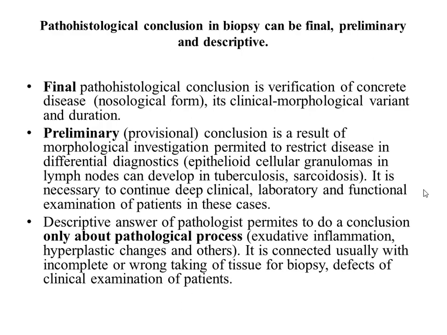The final pathohistological conclusion is verification of a concrete disease, its nosological form, its clinical morphological variant, and duration. A preliminary or previsional conclusion is the result of morphological investigation that permits restricting the disease to a differential diagnosis, like epithelioid cells in granulomas, which may be found in different diseases like tuberculosis, sarcoidosis, syphilis, etc. It is necessary to continue deep clinical laboratory and functional examination of the patient.